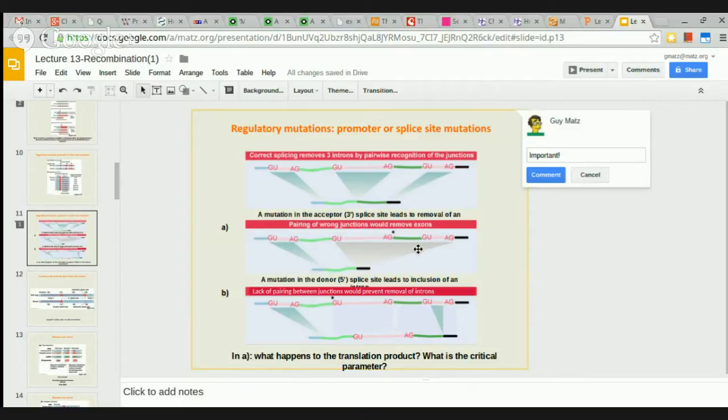And so now let's think of a mutation in the donor site. What happens there? Let's just imagine this donor site is mutated, and then you have a very different story. Again, we have upstream splicing occurring normally, so that junction is okay. And the machinery is just not going to see this donor site. What's going to happen is it's going to see the next one, and this is going to pair with an available acceptor site downstream.